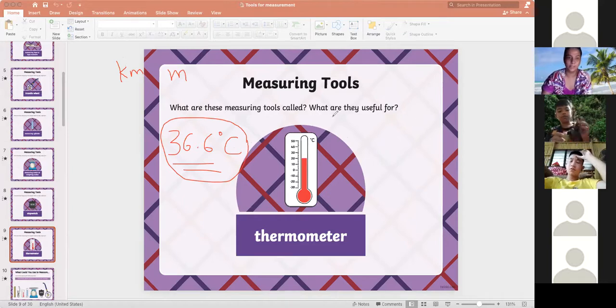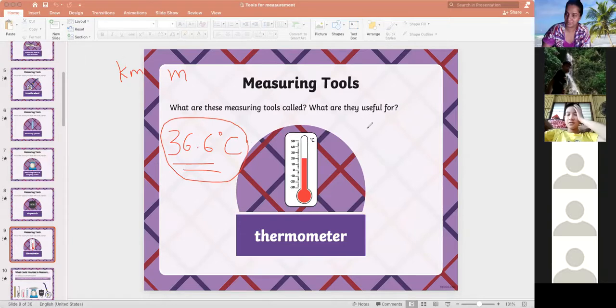Okay? Alright? If you go to the clinic, the doctor will put one small thing under your tongue. The thermometer. Have you seen that? Have you experienced that before?